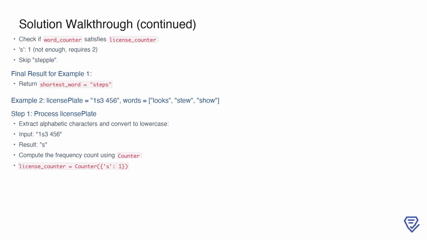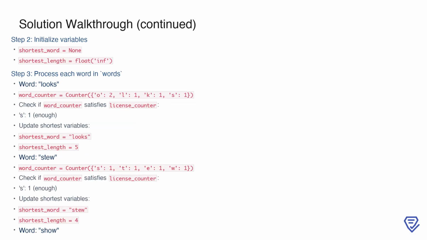First, we process the license plate. Extracting the alphabetic characters and converting them to lowercase gives us just s. The frequency count is license_counter equals Counter, s1. With the license_counter ready, we initialize the variables shortest_word as None and shortest_length as infinity. Then, we begin processing each word in the words array.